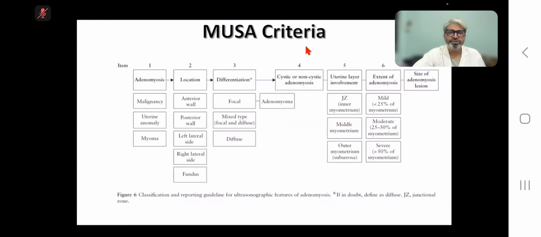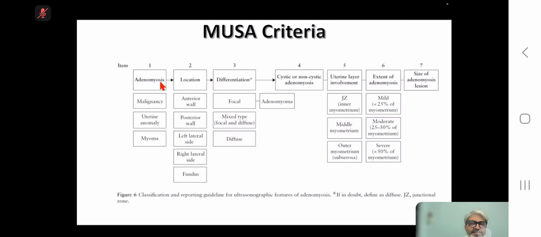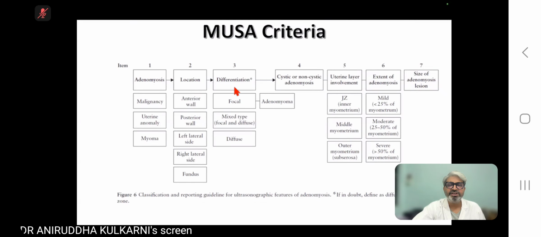Just to sum up, as far as the MUSA criteria are concerned, we started with adenomyosis, location, differentiation, cystic and non-cystic variant, uterine layer involvement, extent of the disease, and size of the lesion. Now, presence or absence, location: anterior wall, posterior wall, left lateral, right lateral. But in terms of location, we have to consider axial and sagittal. In terms of differentiation, we have decided that we will be looking at only sagittal scans. Cystic, non-cystic variant, uterine layer involvement, layer 1, layer 2, layer 3, and subjective assessment of extent of the disease.